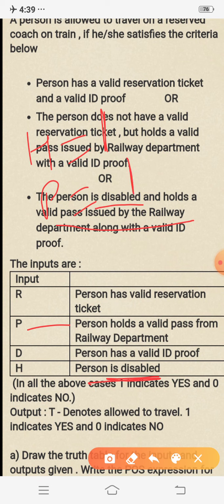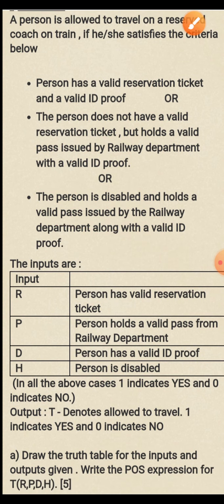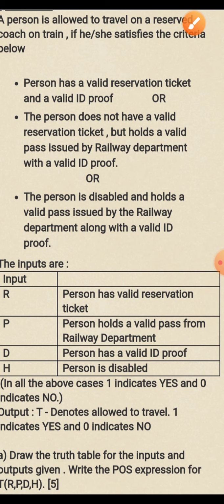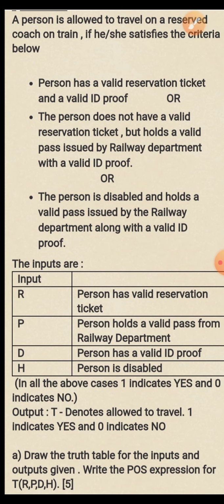Then next one is, just wait, along with the valid ID proof. So valid ID proof is D is equal to 1. So this is H is equal to 1, P is equal to 1 and D is equal to 1. So wherever you will get this combination, write it 1. Okay, after that the question is, in all the above cases 1 indicates yes, 0 indicates no.